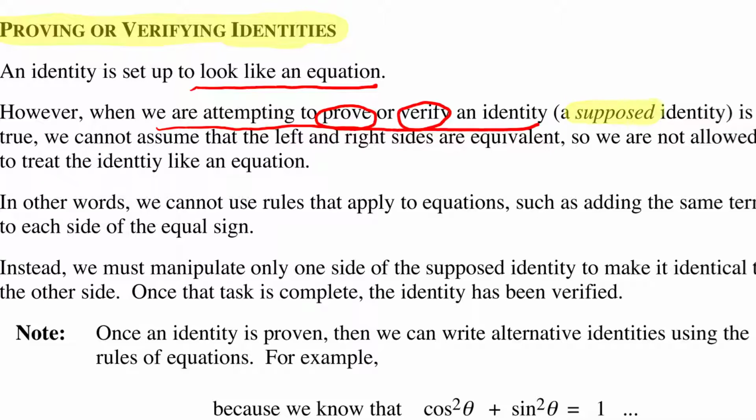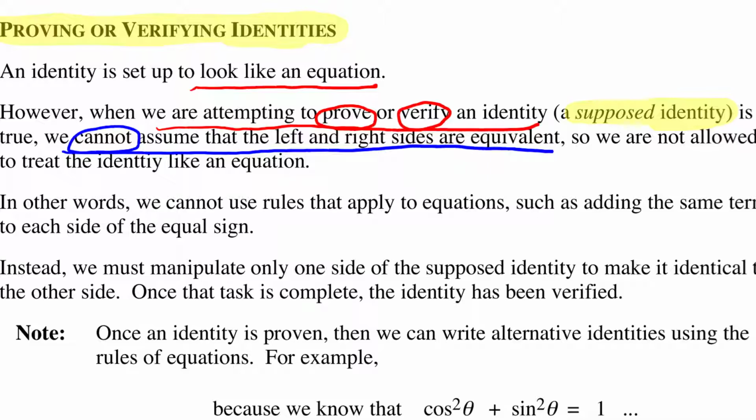And since it's not yet proved, we're actually going to call it a supposed identity. In other words, we're going to be given this equation and told it's an identity. We're to prove that it's an identity, and maybe it isn't. So we're going to use our skills to prove that it's true.